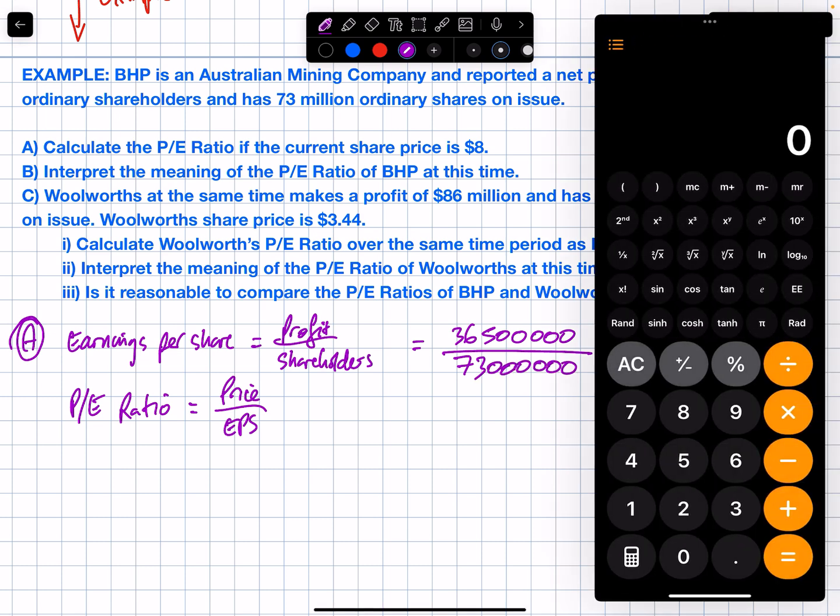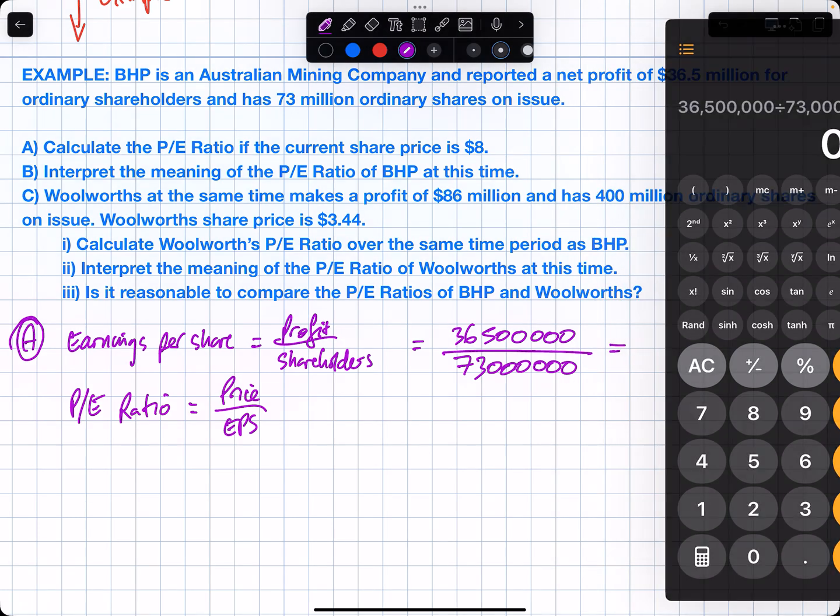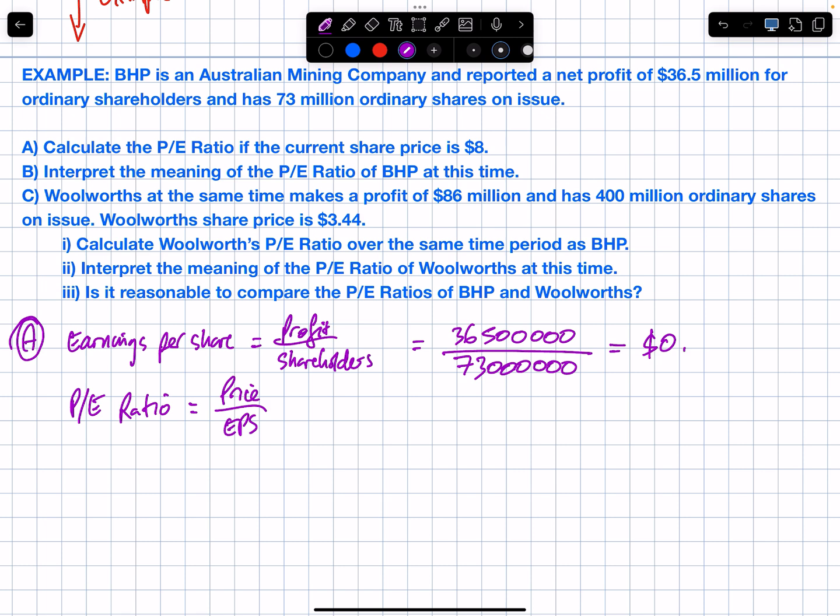Get the calculator out, 36,500,000 divided by 73,000,000 equals 0.5. 50 cents per share in profit. So the PE ratio is going to be, what is the price of BHP shares currently? $8 divided by the earnings per share, 0.5. How many halves fit into 8? 16. So the PE ratio of BHP, according to that information, using those two formulas, is 16.